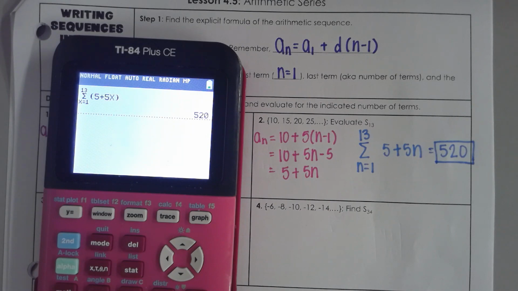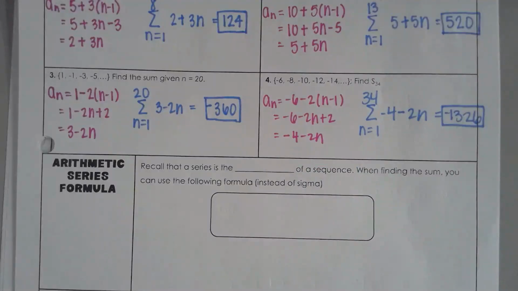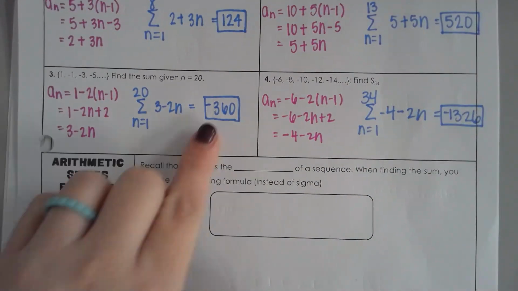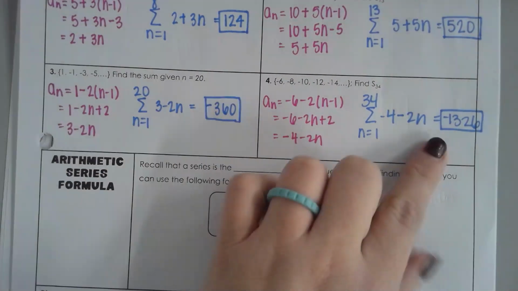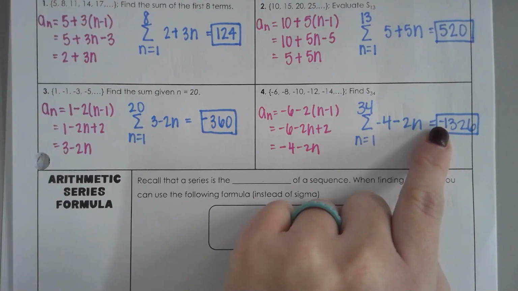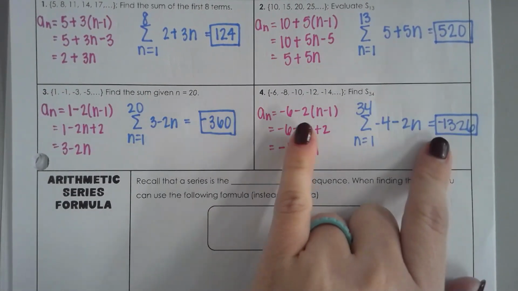Any questions? Do numbers 3 and 4. Right, so number 3, negative 360. Number 4, negative 1,326. Any other questions on those two?